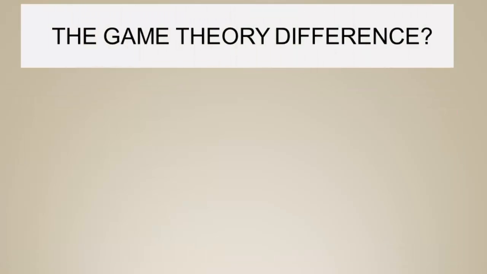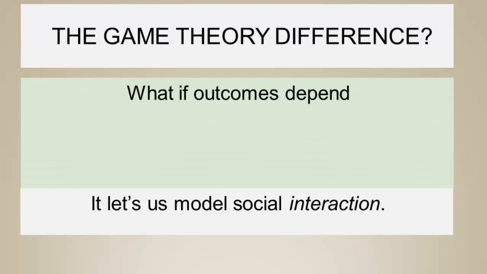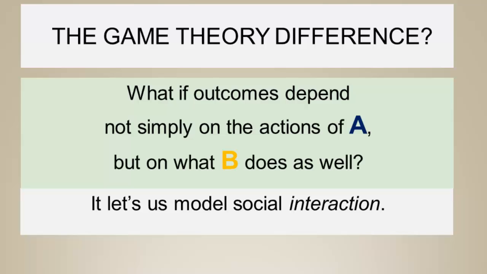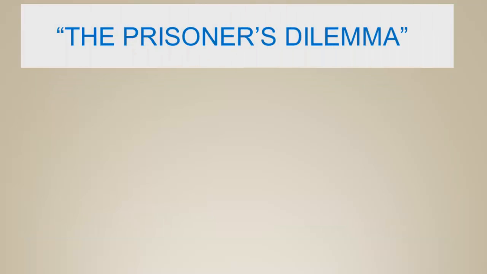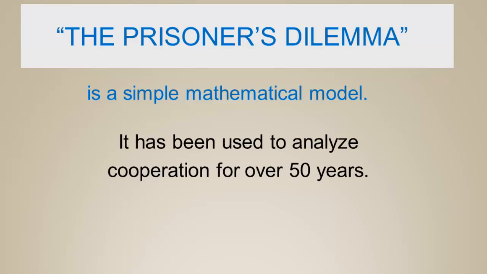Now, game theory makes a difference to that, and the difference is this. It lets us model social interaction or outcomes that depend on the actions of more than one player. So what if the outcomes in that altruistic encounter depended not simply on what A chose to do, but also depended on what B chose to do? The prisoner's dilemma, it's a simple mathematical model, and it's been used to analyze cooperation for over 50 years.